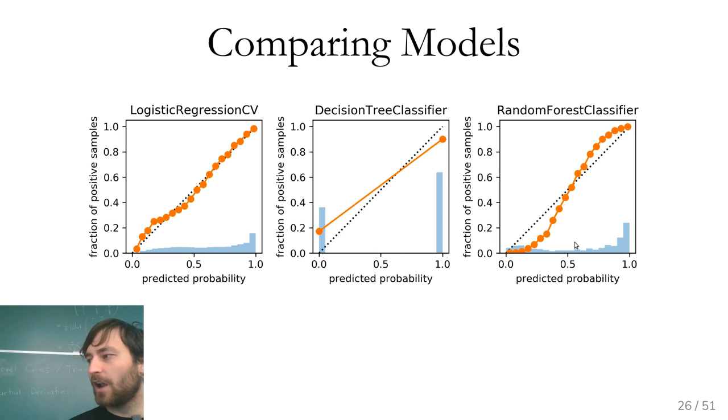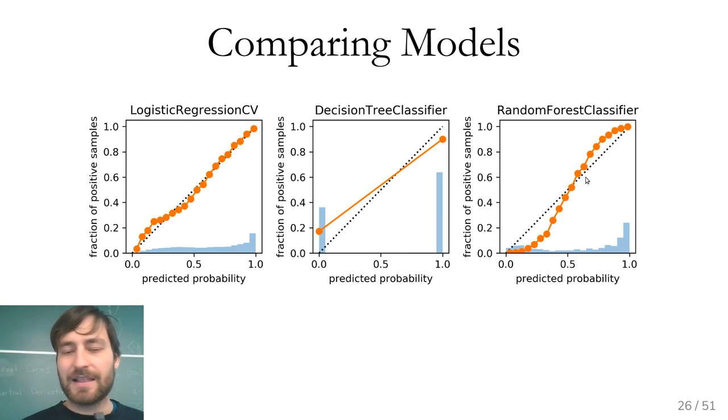A thing that's very common with the random forest classifier is that you get kind of a sigmoid shape. Let me not say it the wrong way around.